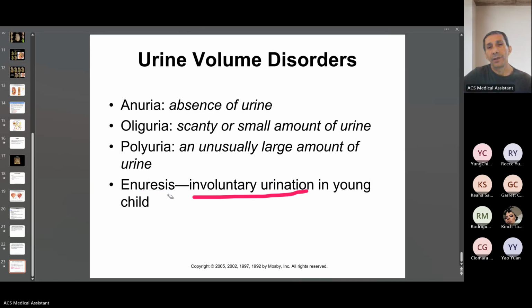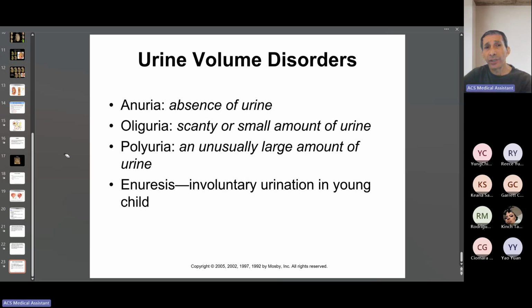Okay. Any questions about this urinary system? Interesting.